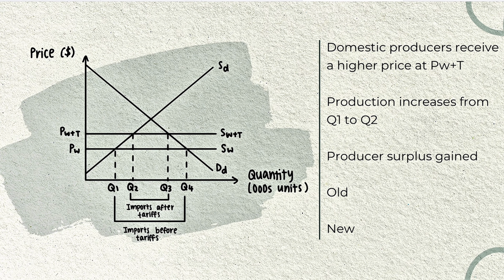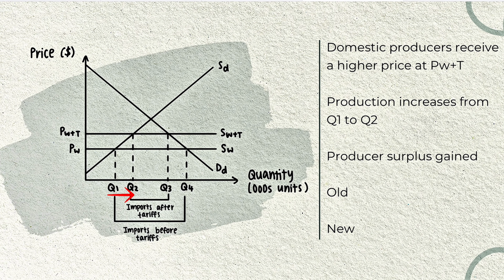In the case for domestic producers, they will receive a higher price of PW plus T from PW. And due to the higher price, they are able to make more revenue and profit, and thereby incentivizes more production of their goods and service. So therefore, production increases from Q1 to Q2.